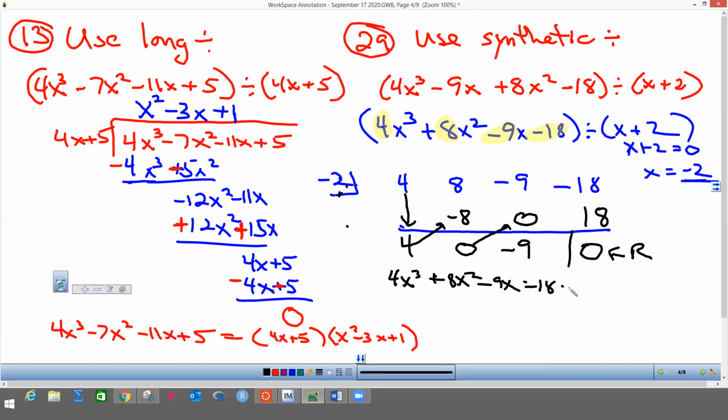And I'm going to say that will equal, now what did I divide it by? Well, I divided by x plus 2. So when I divided by x plus 2, that's my divisor. And then this is my answer.